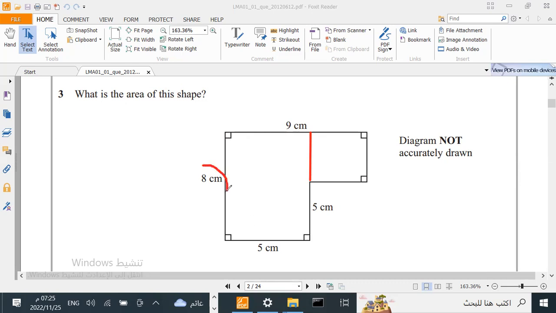We can find the area of this part by multiplying the length by the width, because the area equals width times length, right? Width multiplied by length. Very good. So I have here the 5 and the 8, when we multiply them, what do we get?